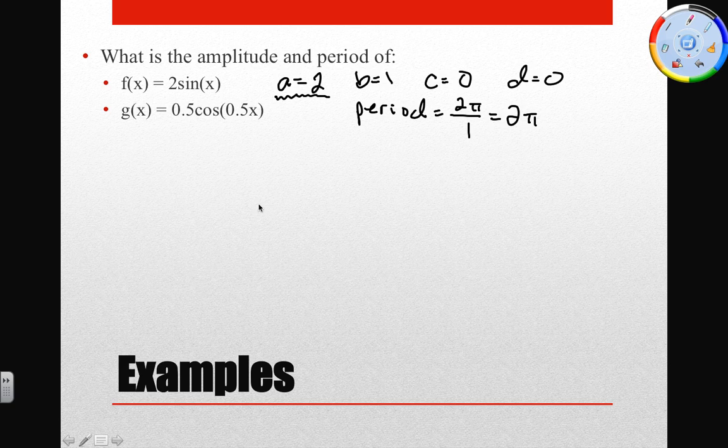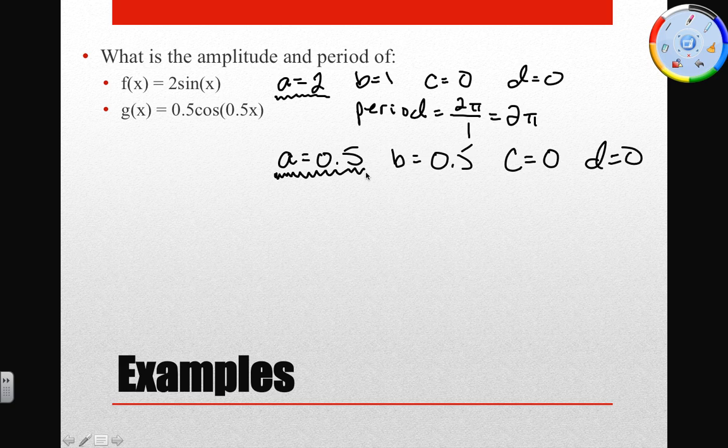How about the next one here? We have A is 0.5, B is also 0.5. It's the number in front of X. C is 0 and D is 0 again. I think for the couple that I have here, C and D are 0 for right now. So this A value is my amplitude, so it's only going to go up to 1/2 and down to -1/2. And my period is 2 pi over 0.5, but I don't want you to leave this. If I divide by 1/2, it's like multiplying by 2, so this becomes 4 pi.